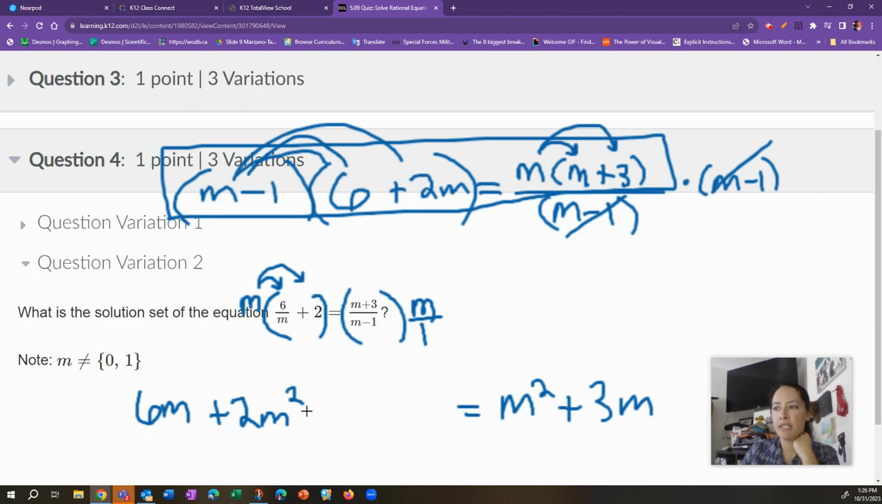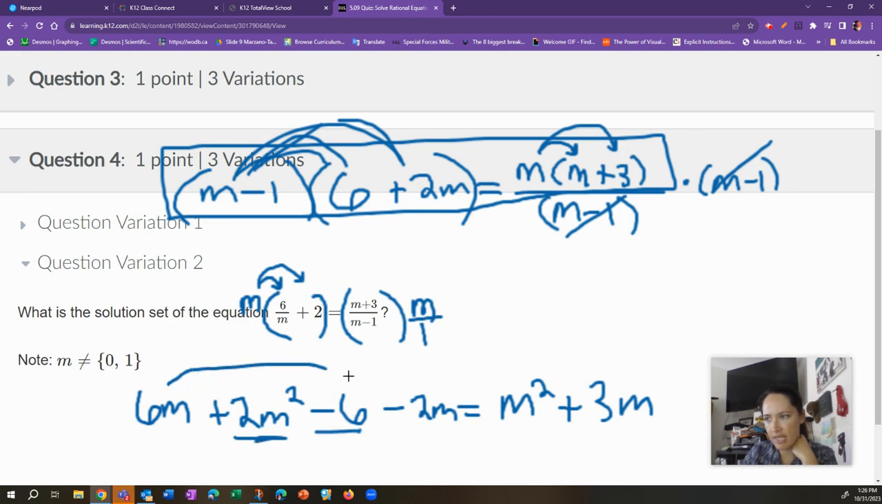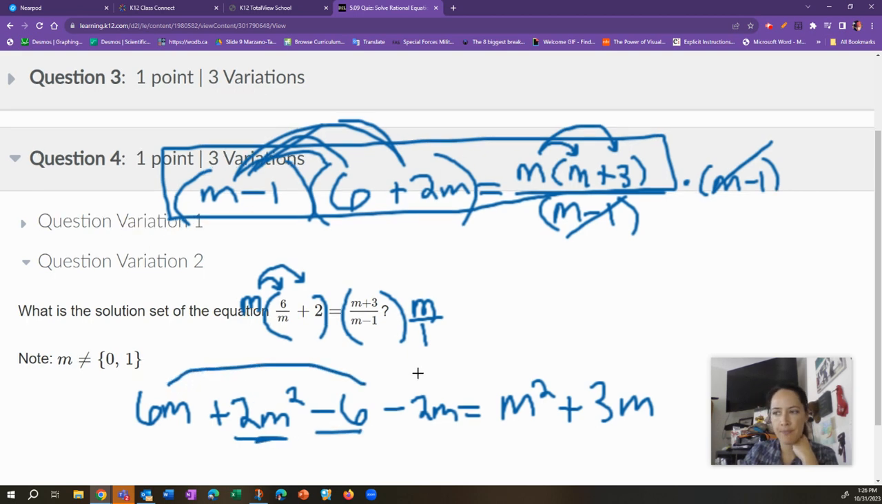Negative 1 times 6 becomes negative 6. Negative 1 times 2m becomes minus 2m. At this point, we can combine like terms. So this stays, this stays. 6m minus 2m, we'll rewrite it to 2m squared plus 4m minus 6 is equal to m squared plus 3m. This is the algebraic method.